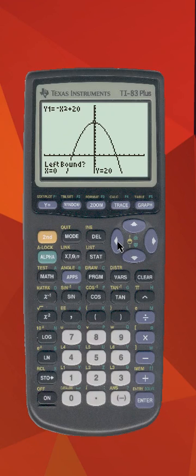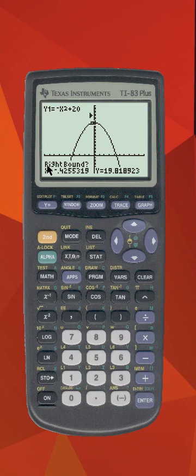What they mean by that is they want you to go a little bit to the left of where you believe the maximum to be. And it's kind of asking you the question, is this left of the maximum? And you're going to say yes by pressing enter. And you notice you get a little arrow here. So it's saying that the maximum is in this direction.